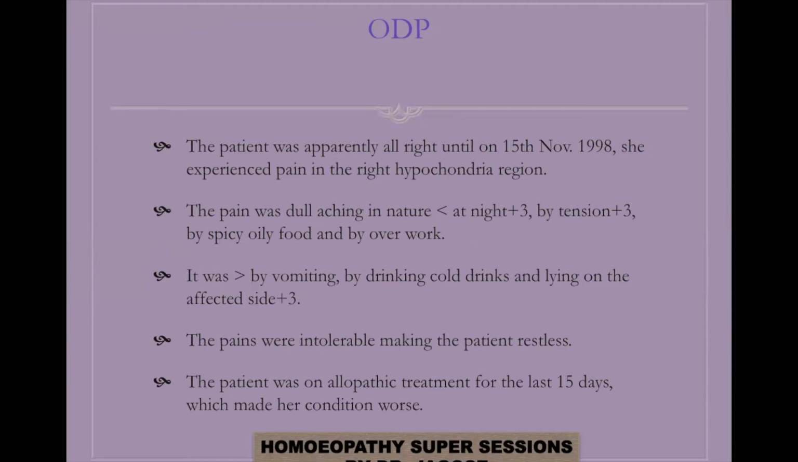The pain was dull aching in nature, aggravated at night and by tension, that was marked, that is written +3, also by spicy, oily food and by overwork. It was better by vomiting, by drinking cold drinks and lying on the affected side. The pain was intolerable, making the patient restless. The patient was on allopathic treatment for the last 15 days, which made her condition worse. She was on allopathic treatment for the pain, but instead of getting relieved, the pain got more aggravated, or in short, she wasn't relieved at all.